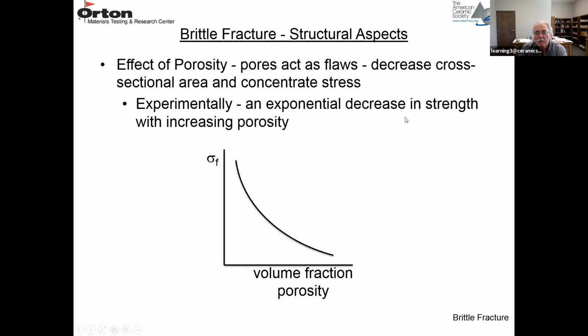So flaws can be pores. So the effective porosity, they decrease the cross-sectional area that's available to carry the load, plus they concentrate stress. So if you measure strength versus volume fraction of porosity, you see this rapid drop off in strength as porosity increases. It's an exponential decrease in strength with increasing porosity.